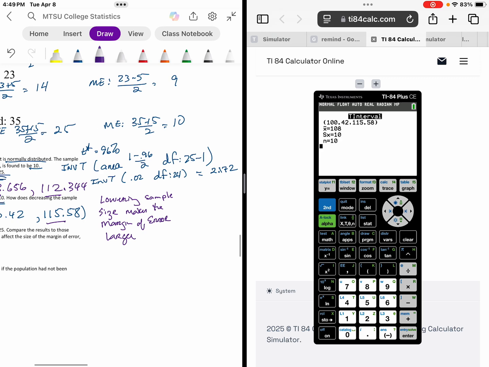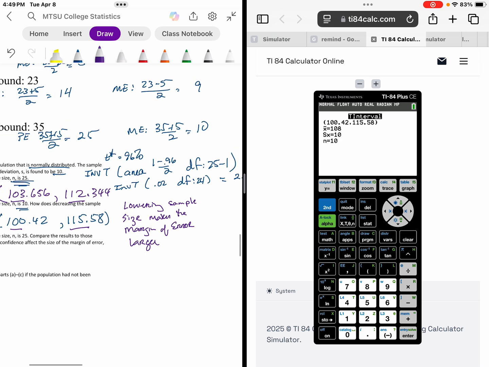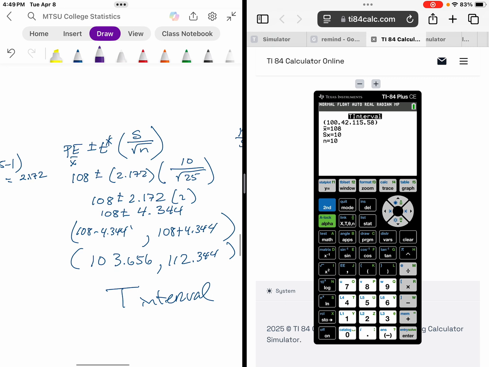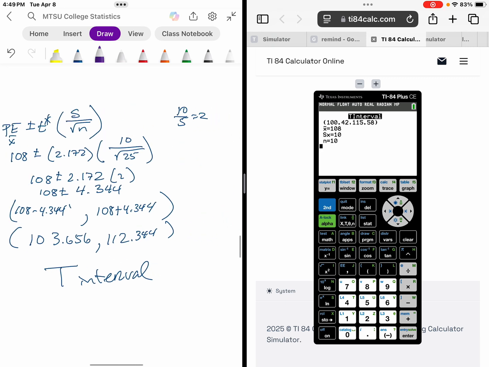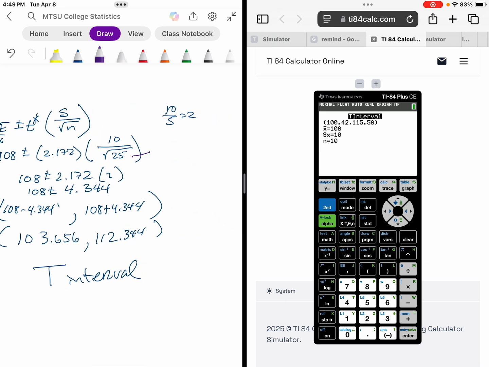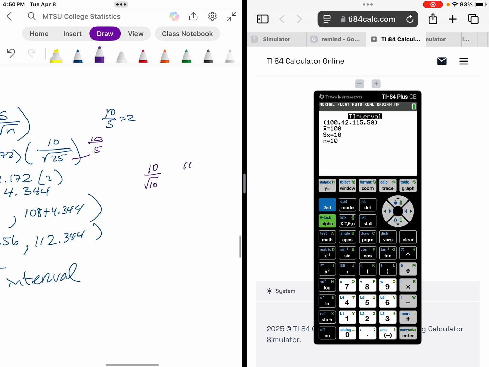Now, why does it increase it? This goes back to some of the benefits when you end up doing a confidence interval by hand. The only thing we changed was this last part here, 10 divided by the square root of 10. So this was 10 divided by 5. This would be 10 divided by about 3.1. When I divide by a smaller number, I get a bigger answer.